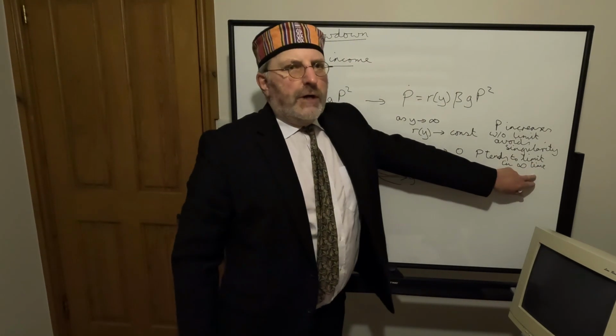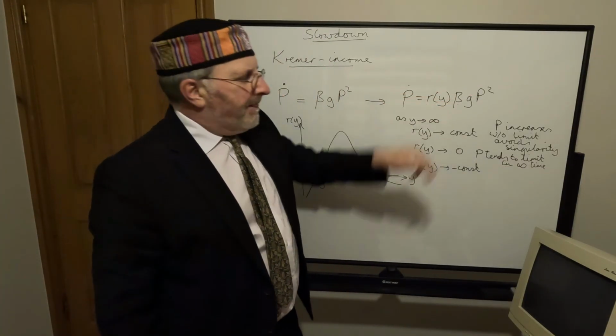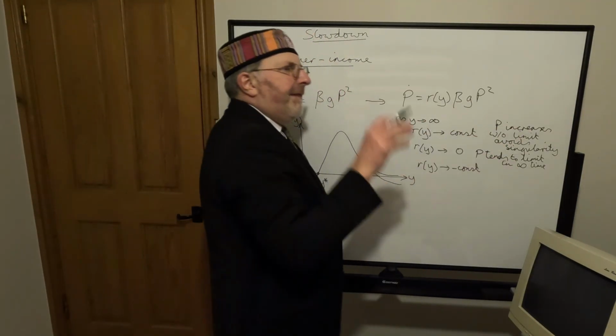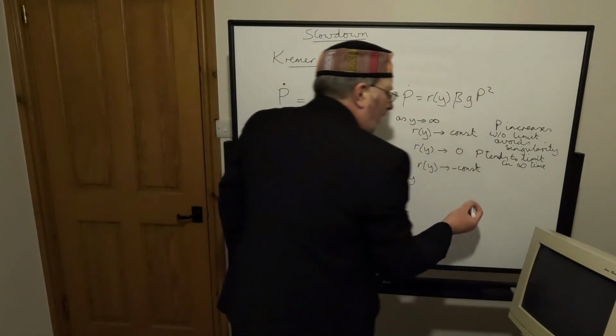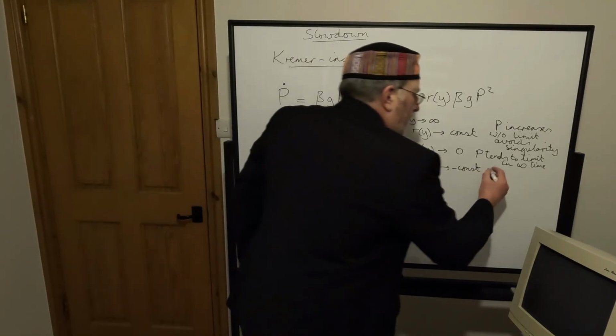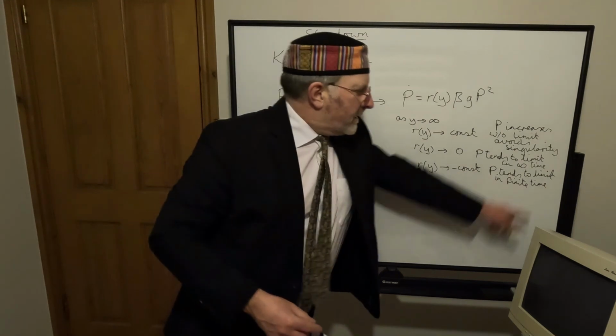But in infinite time. So it's asymptotic towards a limiting value. It eventually stabilizes, but it takes a long time to get there. But you could get as near as damn it in a reasonable time. And if RY tends towards a negative value, then P also tends to a limit, but this time in a finite time. P tends to a limit in a finite time, that should say.